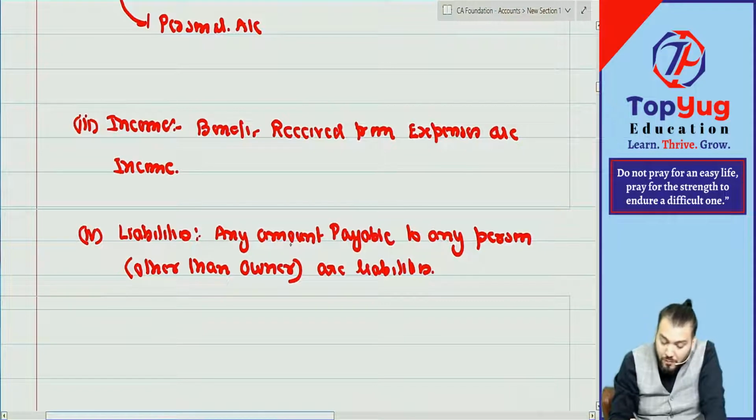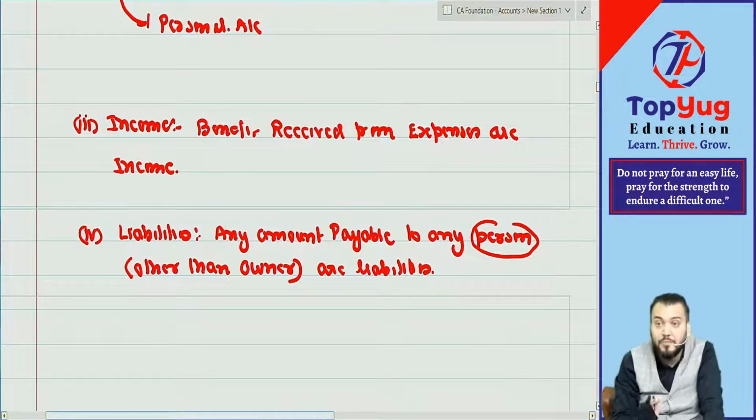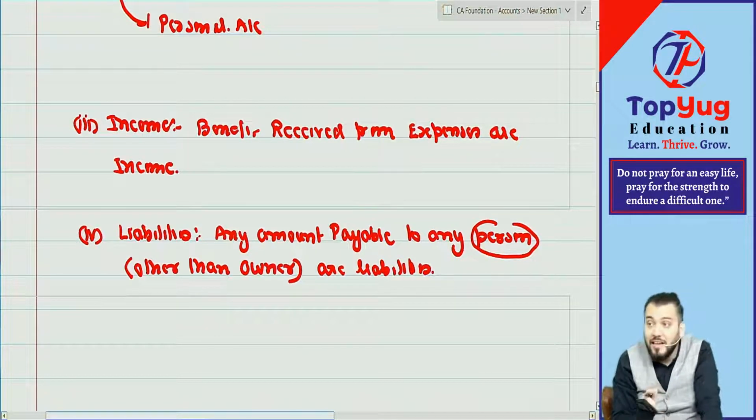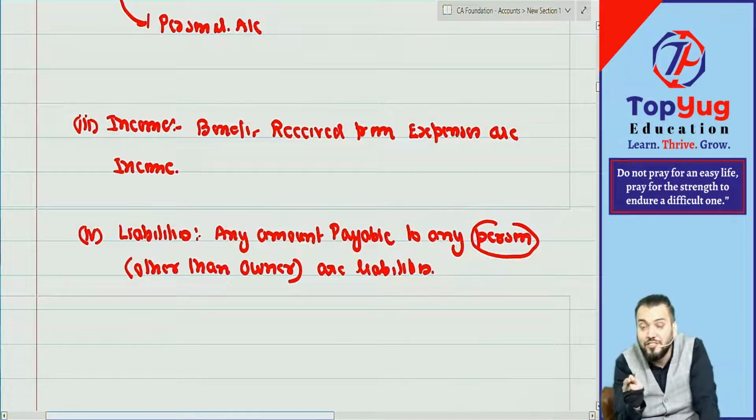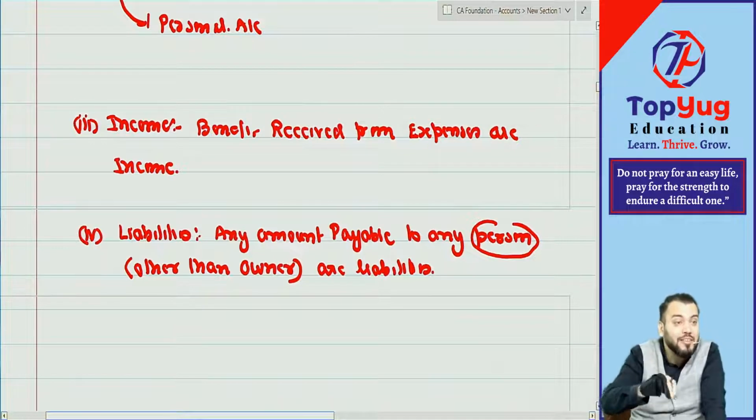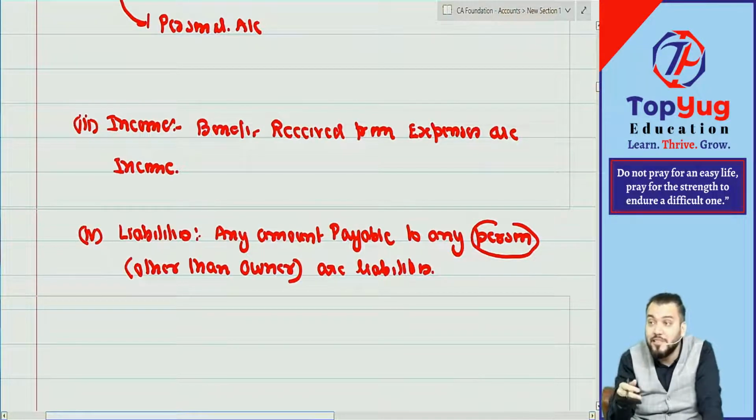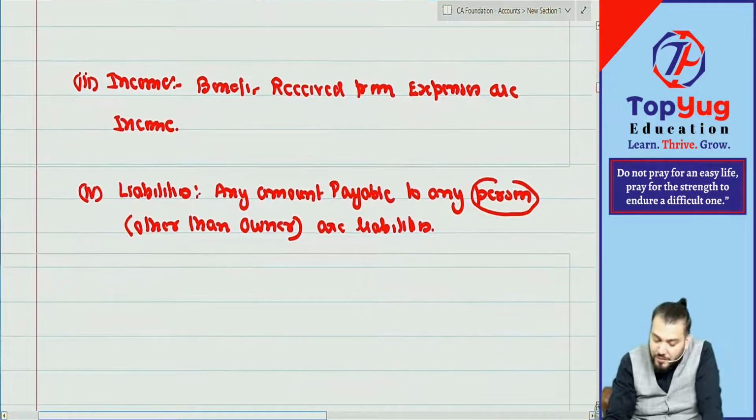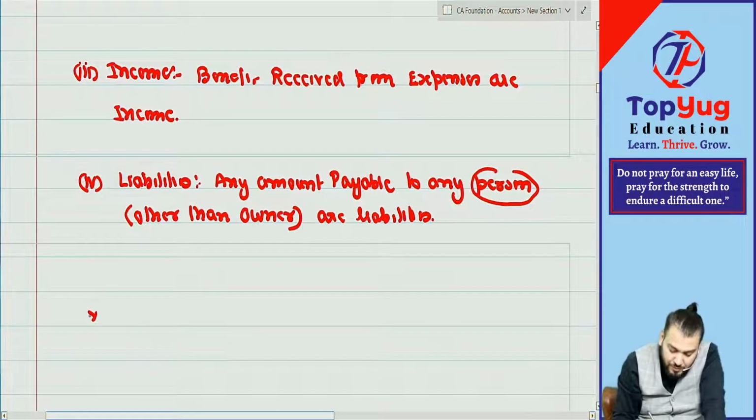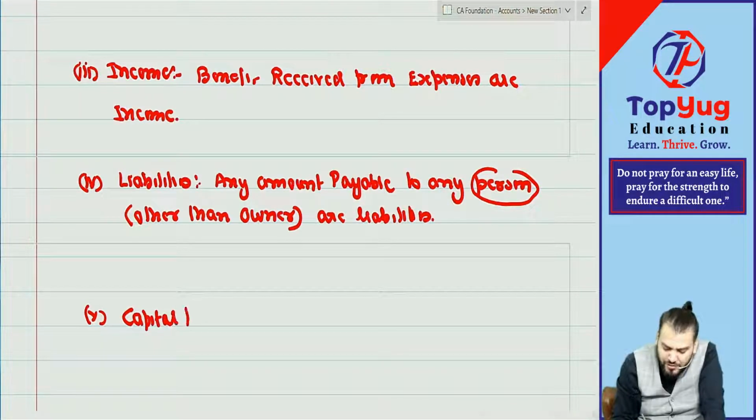Understood? So any amount payable to any person is always a personal account. Any amount payable to any person, the liability will always be a personal account, because that represents a person. Similarly, point number 5, capital, or you can say equity.